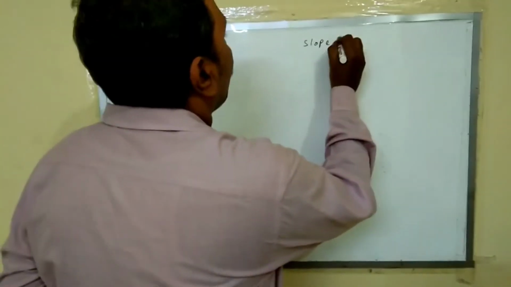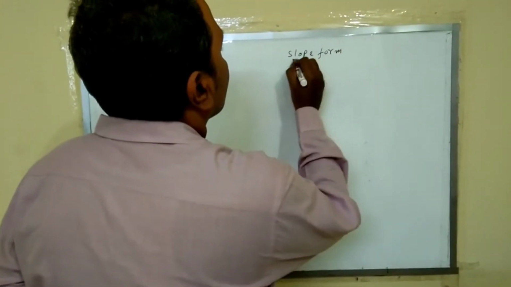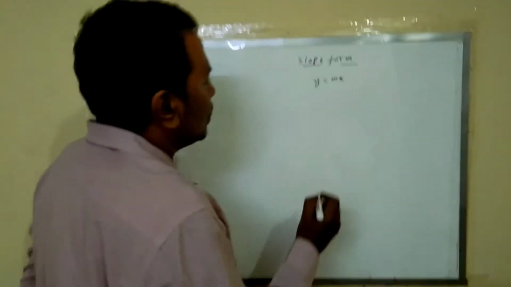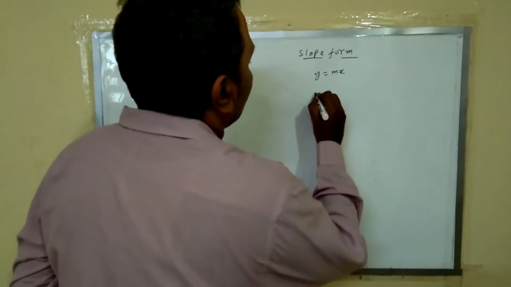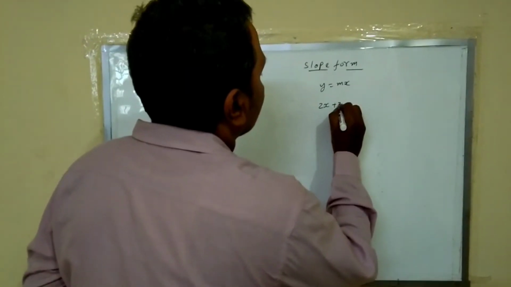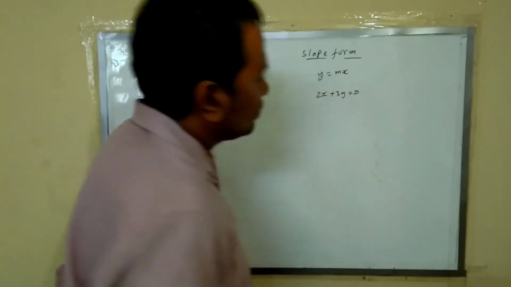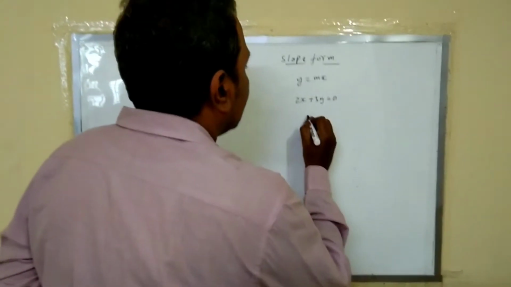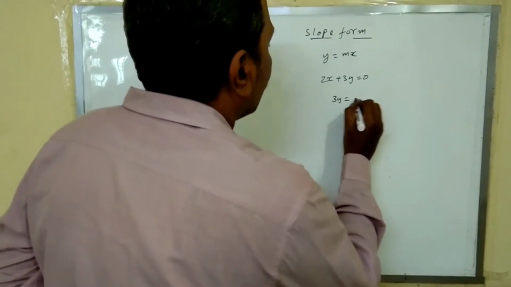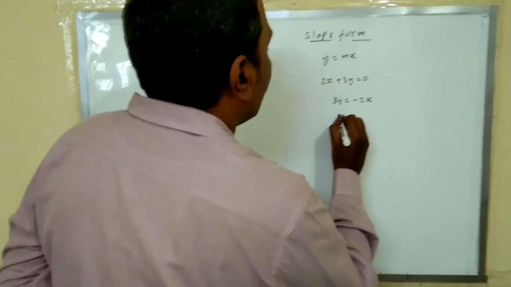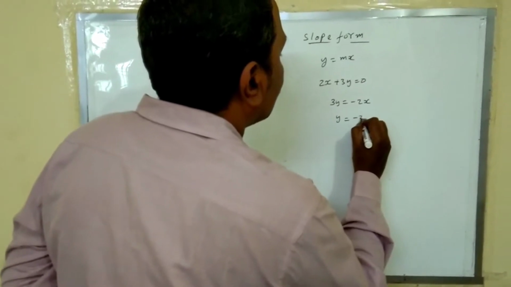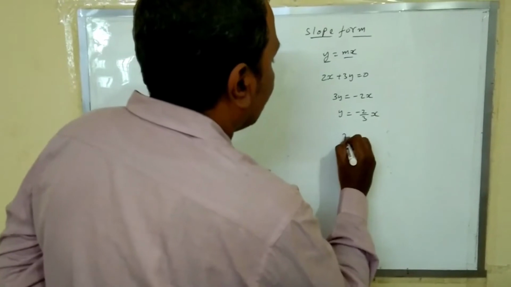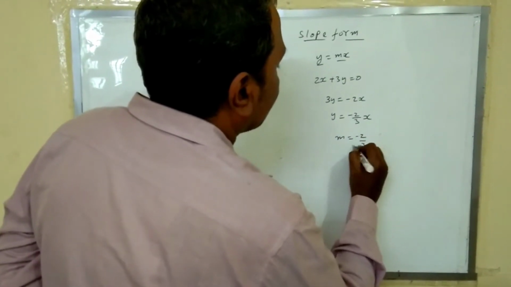Slope form: y is equal to mx. Suppose I write 2x plus 3y is equal to 0. How to convert this into y is equal to mx? Okay, 3y is equal to minus 2x, y is equal to minus 2 by 3 x. So y is equal to mx, and here m is equal to minus 2 by 3.